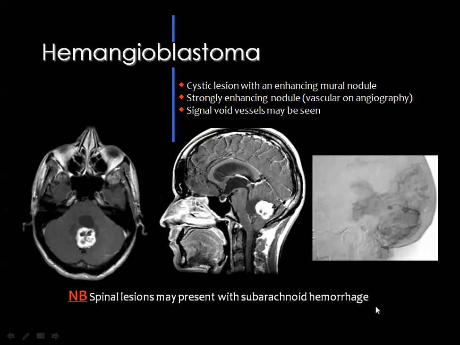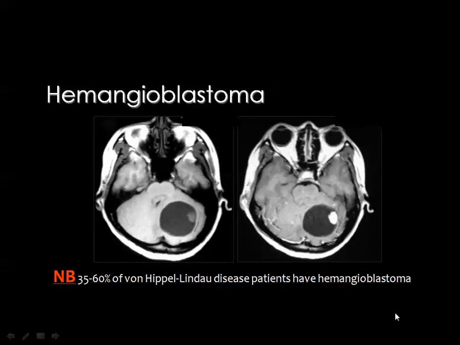About 35 to 60% of patients having von Hippel-Lindau disease will have this hemangioblastoma.